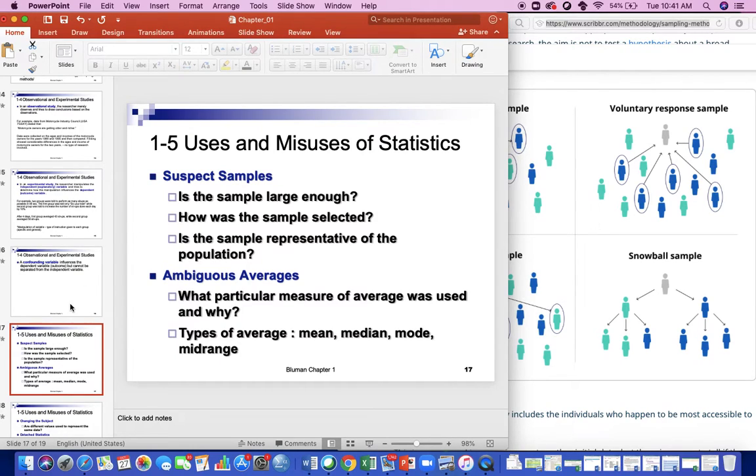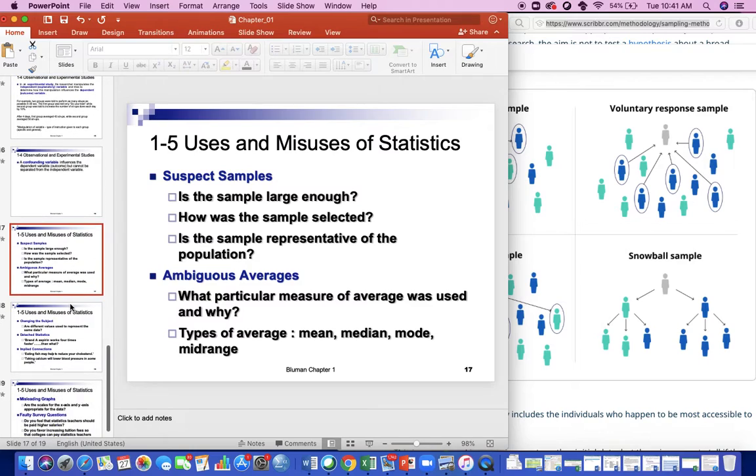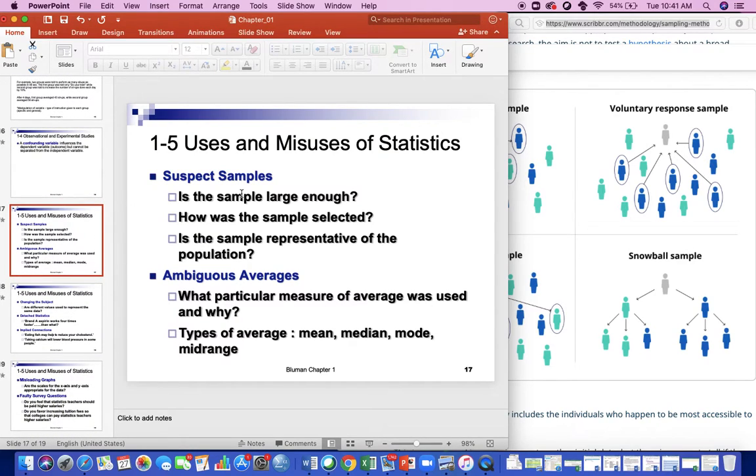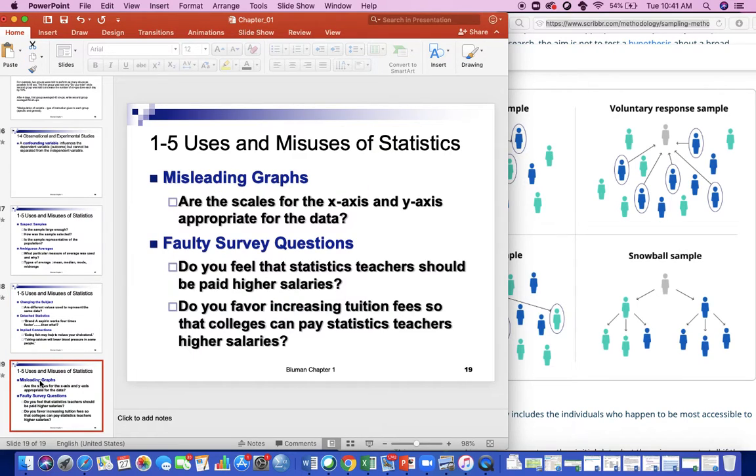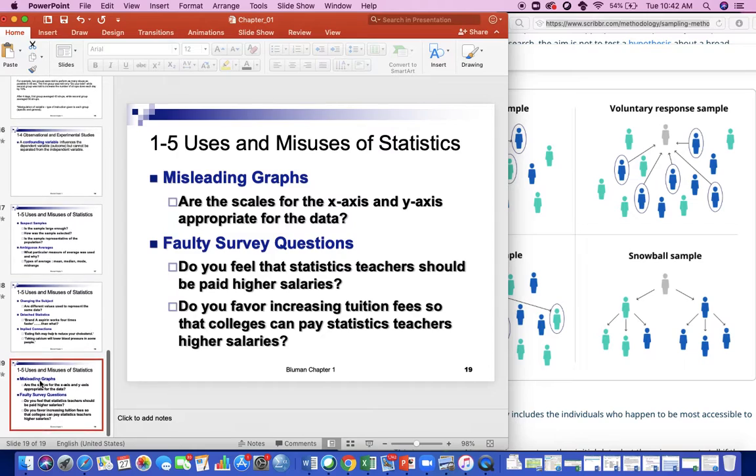So in here, for uses and misuses of statistics, you can see that there are suspect samples, ambiguous averages, changing the subject, detached statistics, implied connection, and so on. Maybe they manipulate the graphs, they mislead with the graphs, they use faulty survey questions, and so on.